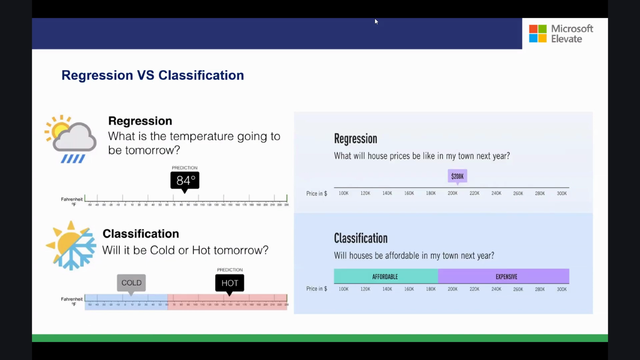So I again used another model. I gave this 84 degrees and I asked whether this is called hot or cold. And it said it's hot, right? And this is one example.